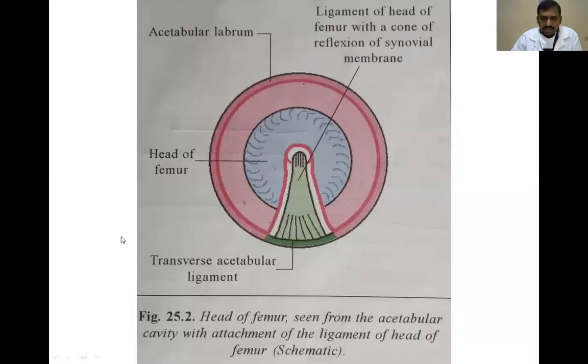You see here, this total is the acetabular labrum. Here this is the head of the femur. This is the transverse acetabular ligament. In between this is the fovea capitis. This area is called fovea capitis. This is the apex of the ligamentum teres femoris. This is the base, and the base is attached to the transverse acetabular ligament. The apex is attached to the fovea capitis of the femur. And this is the acetabular labrum.